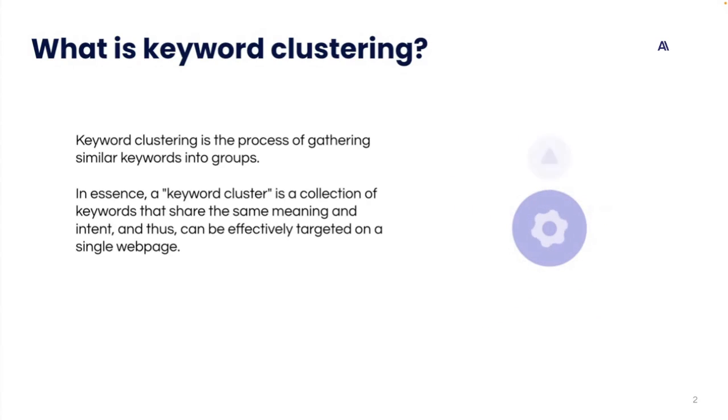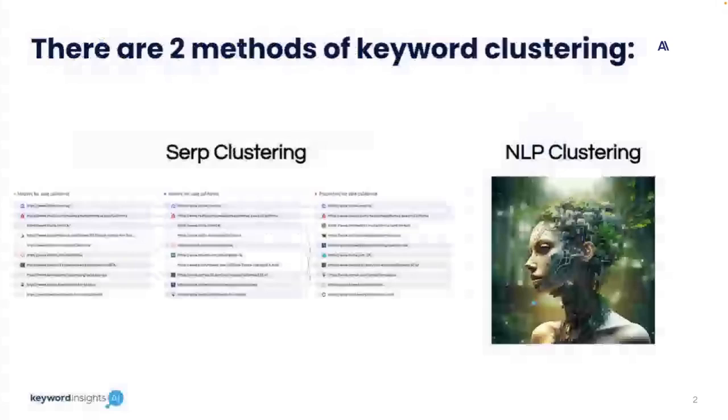Essentially, keyword clustering is gathering loads of similar keywords together, and any keywords that have a very similar or the same meaning, we group into one. So you can imagine if you've got 10,000 keywords and you run a clustering algorithm over it, your 10,000 keywords might become more like 1,000 keywords because loads of them suddenly get grouped into one. Now, there are 2 methods of keyword clustering. This is something that not everyone is maybe aware of. There is SERP clustering and there's NLP clustering.